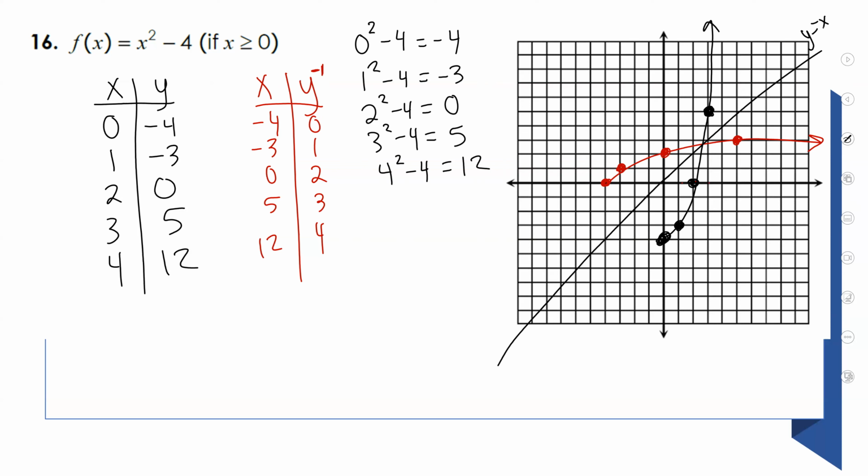Okay, so really quickly, guys, I want to talk about the original line. This is the original line, y equals x squared minus 4. Can you guys tell me what the domain is for the original one? What are the x values? Yep, they're all greater than or equal to 0. What about the range?